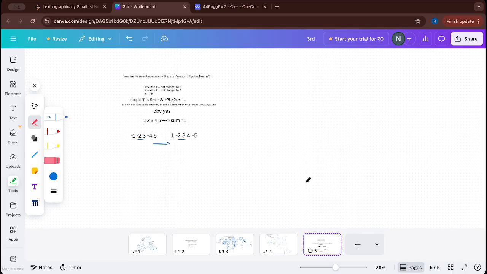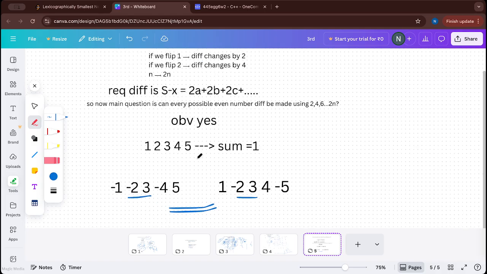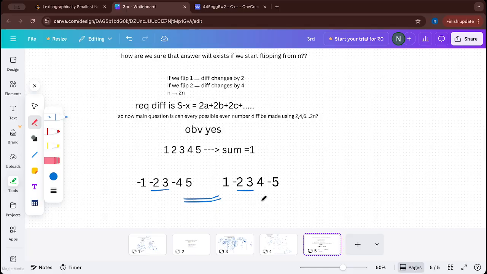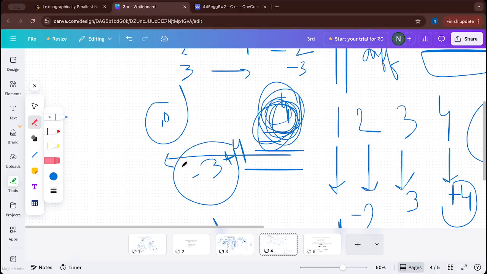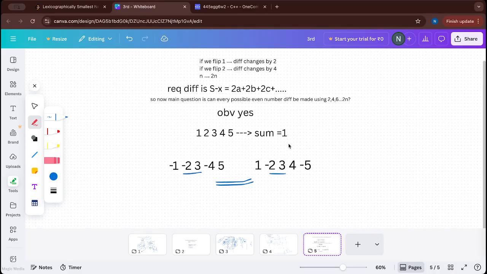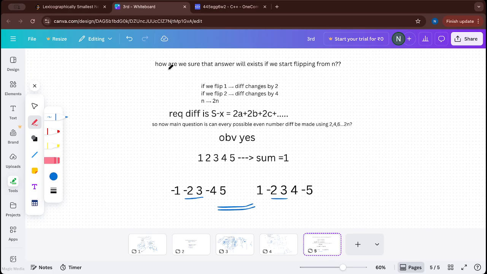But we are missing one thing, right? What is the proof that we can get the answer by flipping the highest value? Because what if we don't get any answer even by flipping all the values? Then what? So we have to get a proof that it will exist. Let's check that also. How are we sure that we'll get the answer if we start flipping from it?